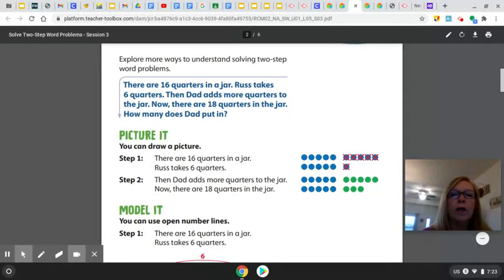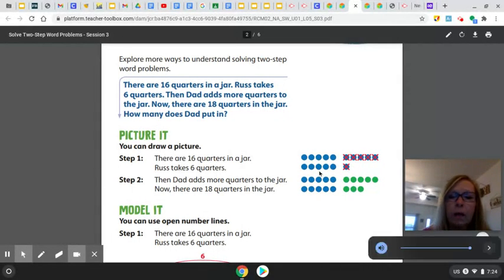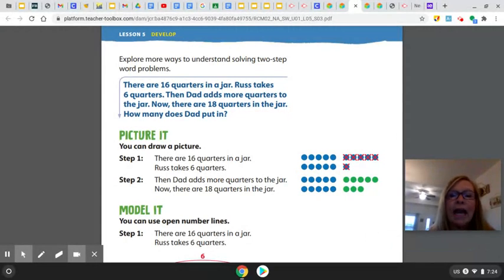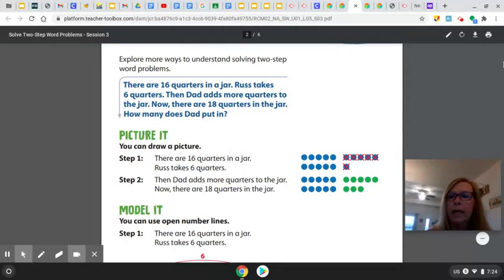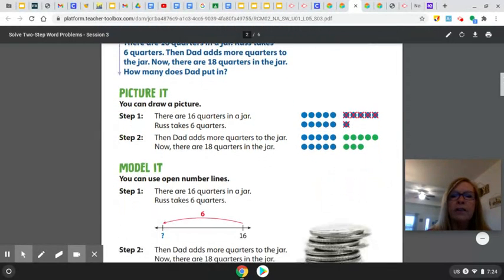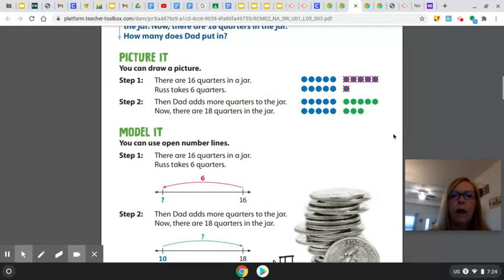All right, so here again, we're looking at our problem. There are 16 quarters in a jar. Russ takes 6 quarters, then his dad adds more quarters to the jar. Now there are 18 quarters in a jar. How many did Dad put in? So you can see they started with the 16 quarters, just like we just talked about. Russ takes those 6 away. There are my 6 I took away. So what is left? I have 10. Sorry, that was so loud. Then Dad adds more quarters to the jar to equal 18. So this part is my equaling 18. And you can see they're in 2 different colors to help you out as well.